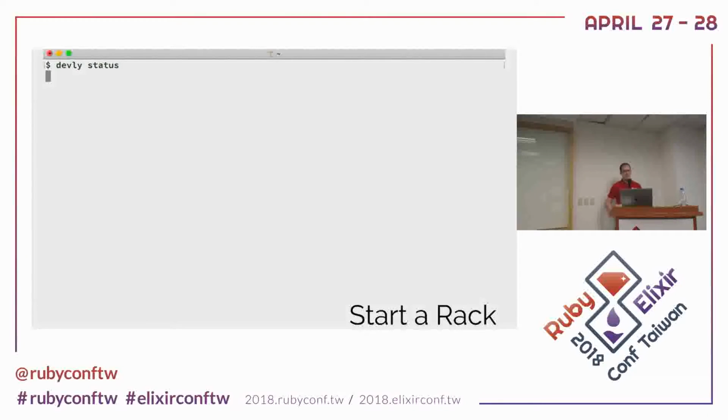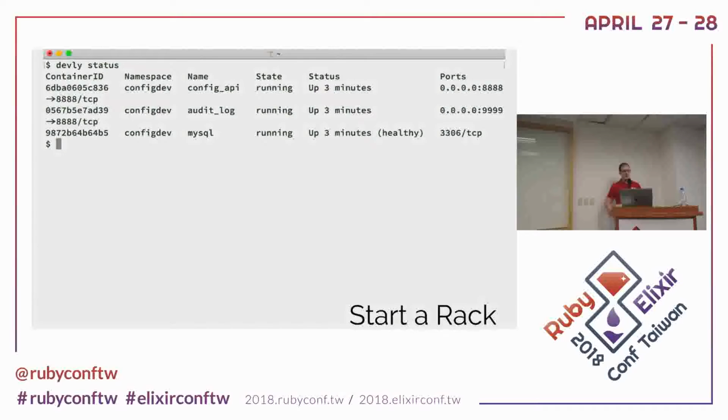Now let's check to see if everything is running okay. We use Devly status to see which racks and services are currently running. We can see that the two API services and the database are running. And we can see the two API services are accessible on the host OS on ports 8888 and 9999.